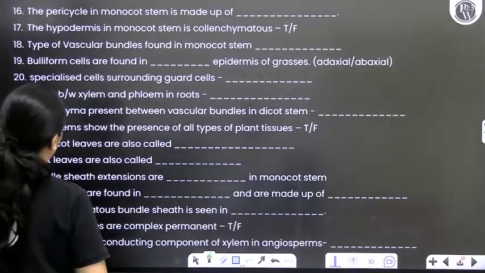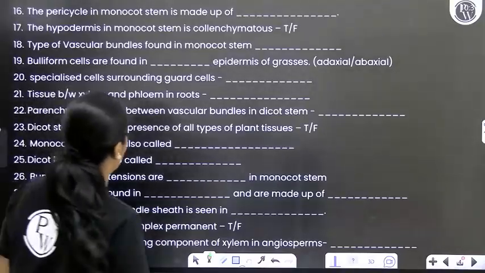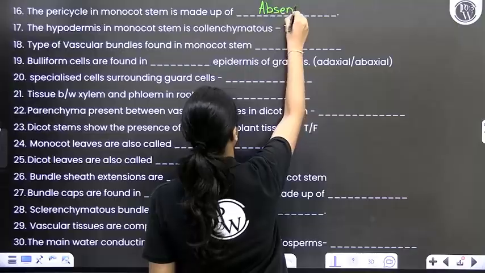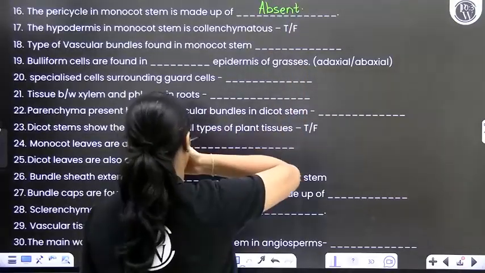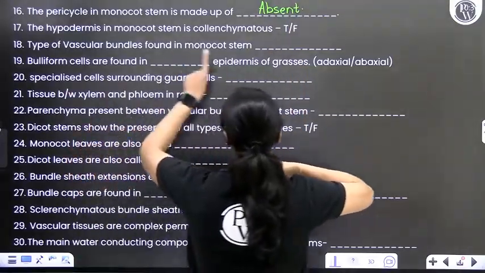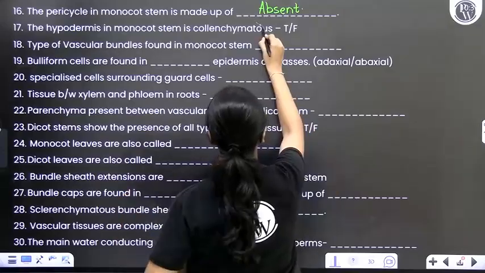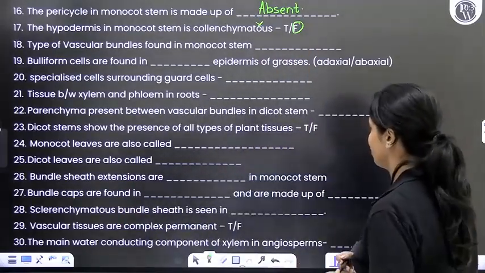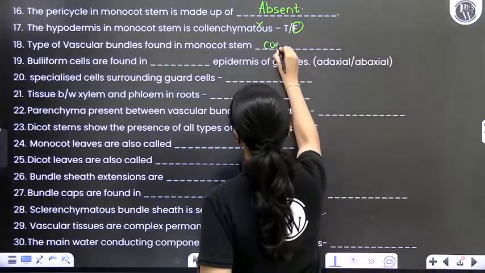The pericycle in monocot stem is made up of. Monocot stems don't even have a pericycle. Pericycle is absent in monocot stems. Hypodermis in monocot stem is collenchymatous. No, it is sclerenchymatous. Type of vascular bundles found in monocot stem, they're conjoint and closed.